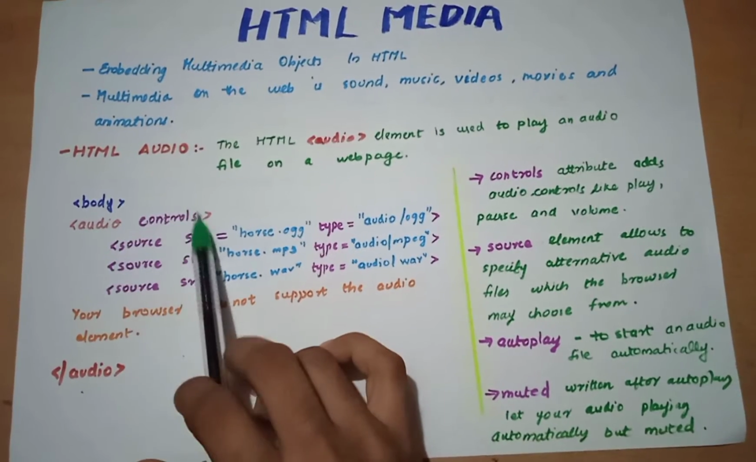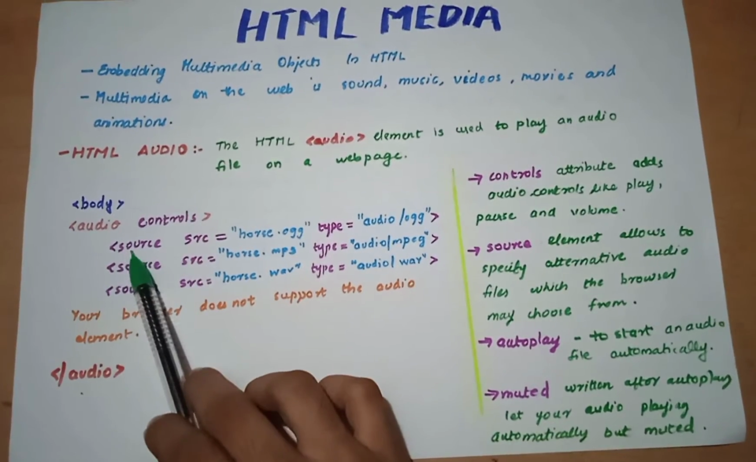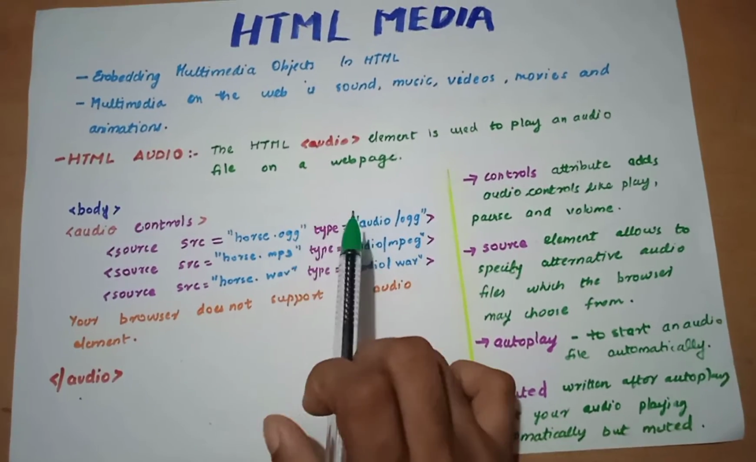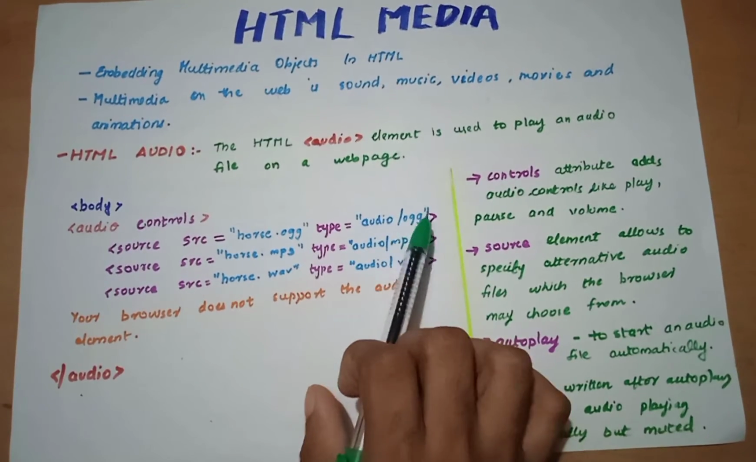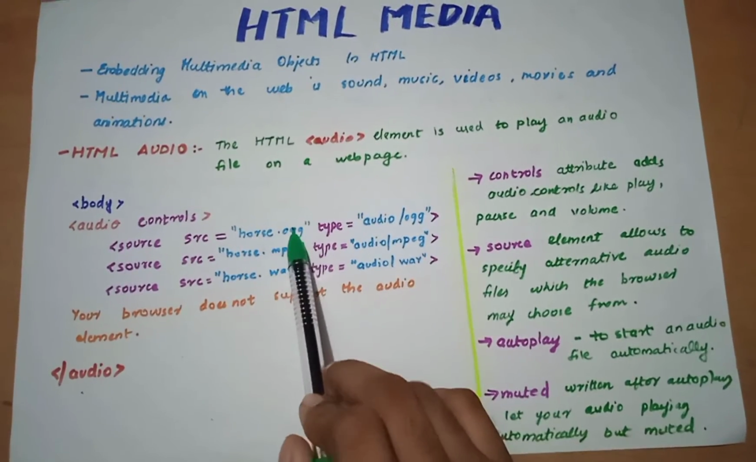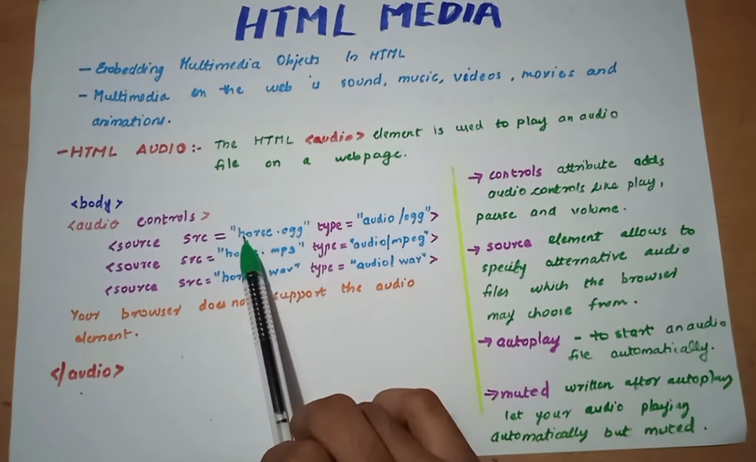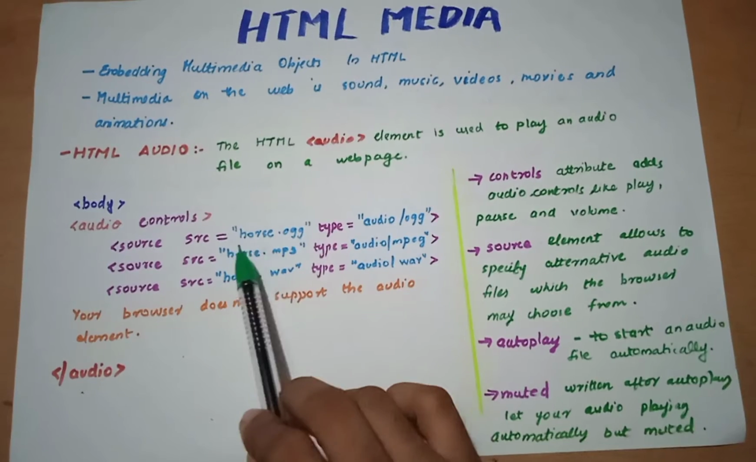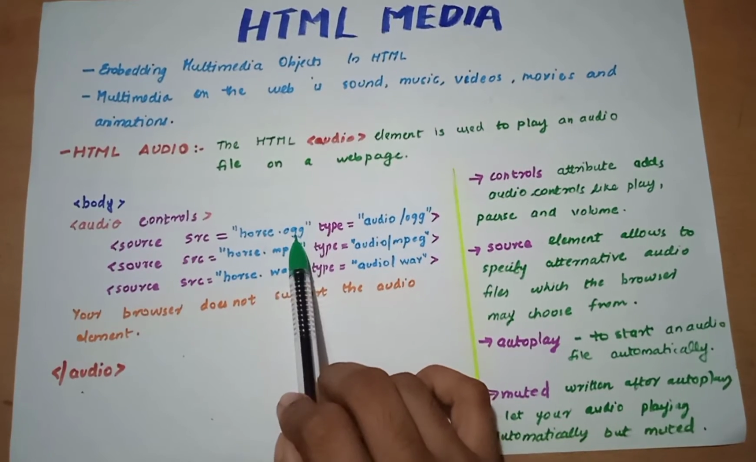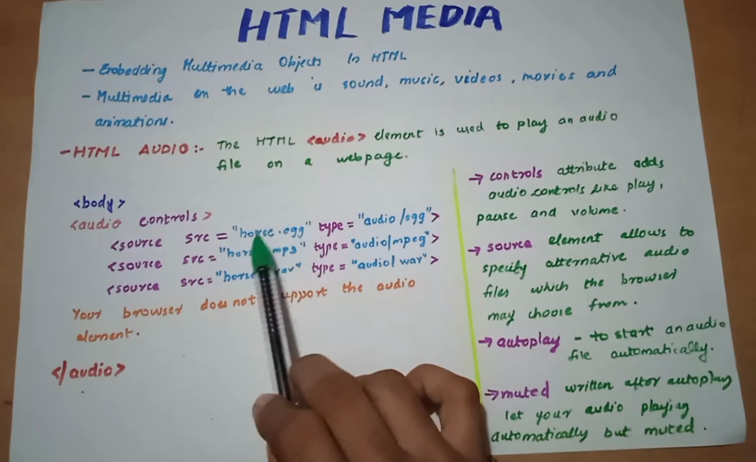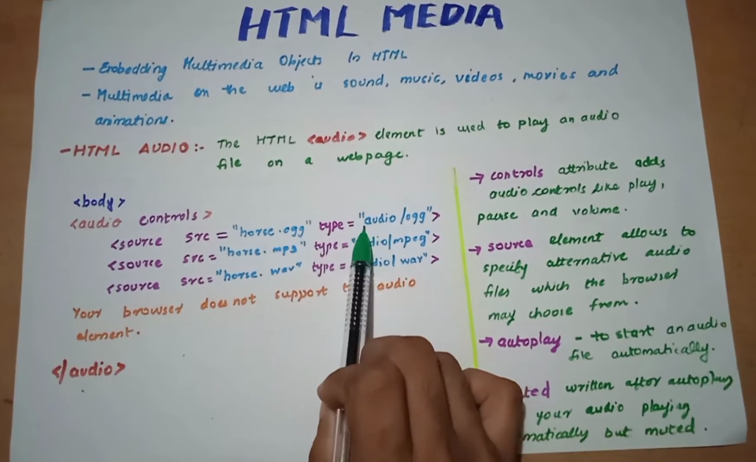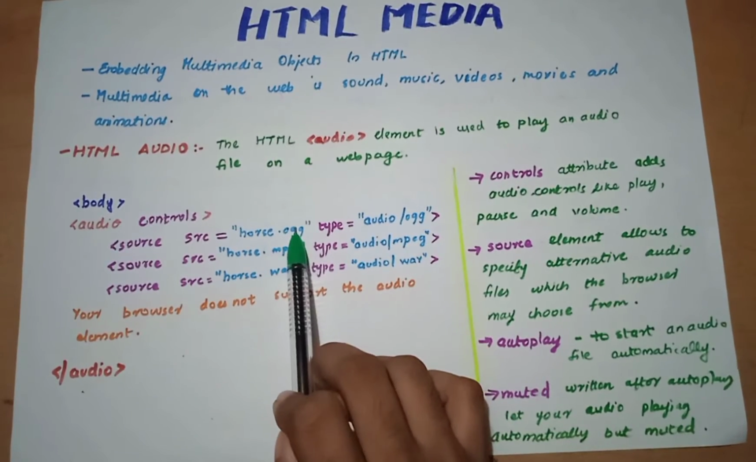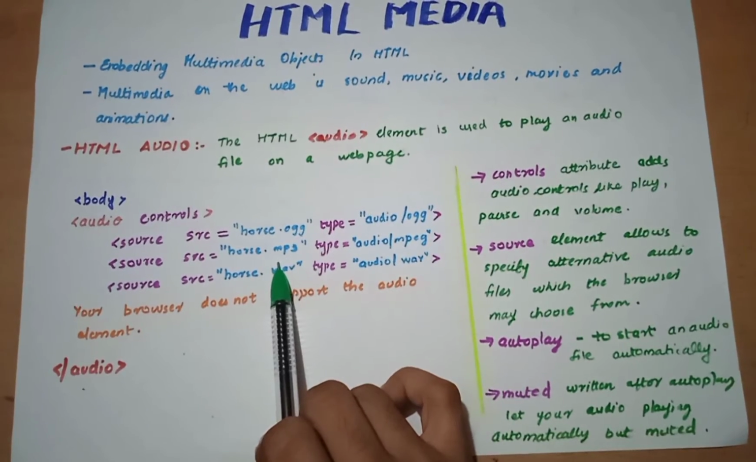Inside audio controls, we have used source src equal to horse.ogg and its type as audio/ogg. That means this is an ogg file, which is the sound of a horse. I saved this as an OGG file, so its source is horse.ogg and the type is audio/ogg.